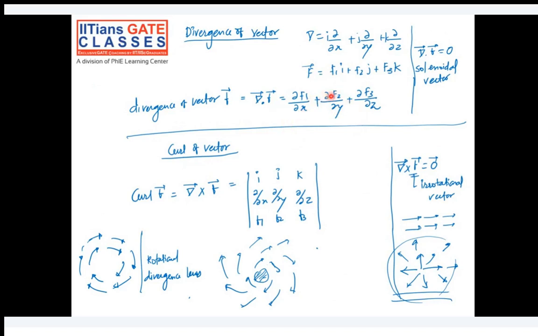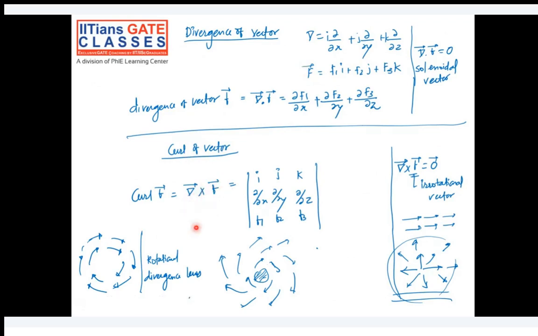And what is a curl? Divergence and curl are related to each other. Curl is a cross product with f bar. So f bar is again the vector field or the vector function, and if you take a cross product between them, it is a curl of a vector. Divergence is a dot product, curl is a cross product. What is the practical use of it, or how is this practically visualized?